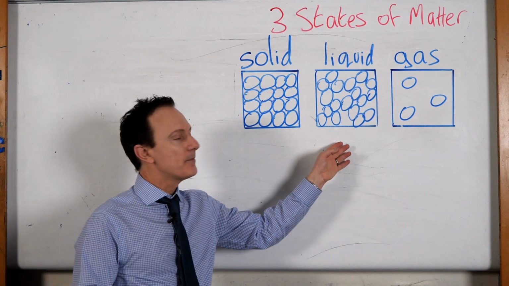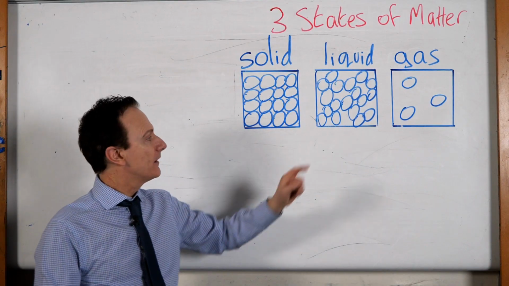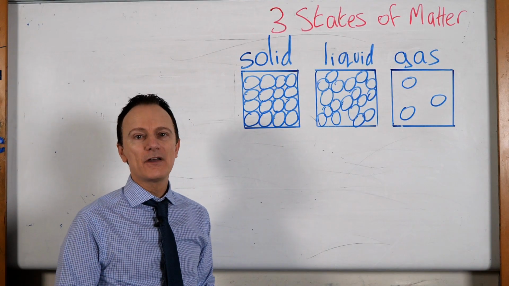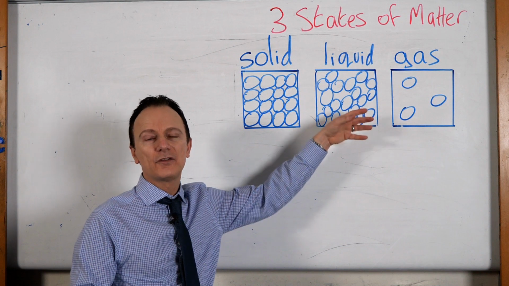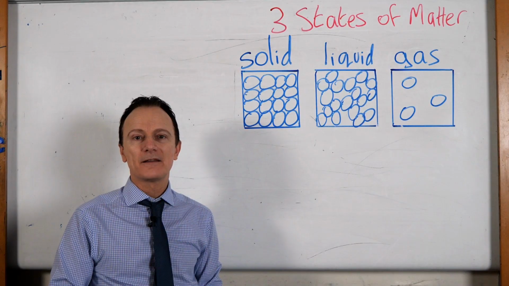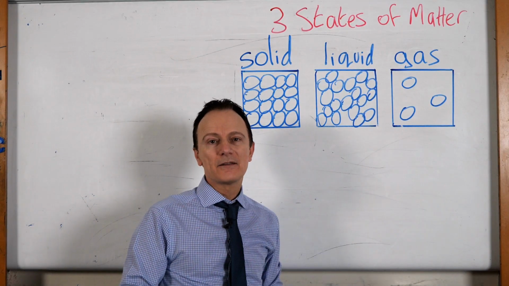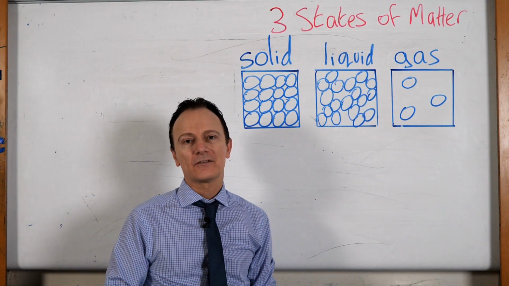In a liquid, the particles can move around. They move around slowly, and you'll notice some spaces between some of the particles. So they're slightly further apart, but notice how most of the particles are still touching the other particles. So they move around slowly in a random arrangement. Gases move around quickly in a random arrangement, and this time there's much more space between the particles.